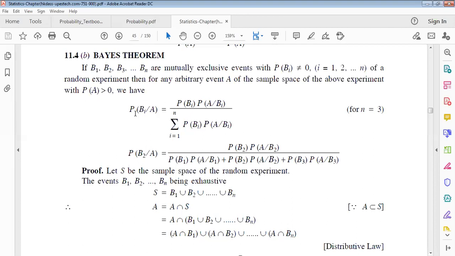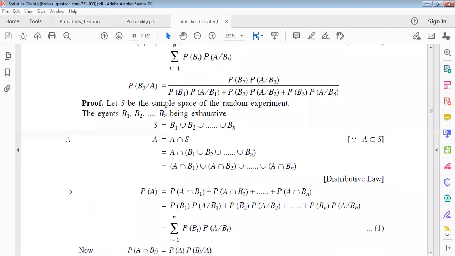This is the statement of Bayes theorem. Let S be the sample space of the random experiment. Then events B1, B2, up to Bn are exhaustive. That means the whole S equals B1 union B2 union up to Bn, and A equals A intersection S, since this whole S will have happened when A has happened. This is why these are conjugate events.